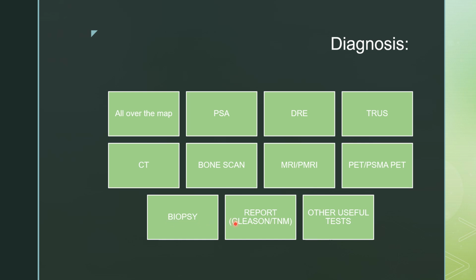How will it be reported? The biopsy, how will it be done? Are there complications? When it's reported as Gleason or TNM, to know the precise stage, whether the bad one or good one, we'll get into the details. Do we need other tests apart from all these ones?